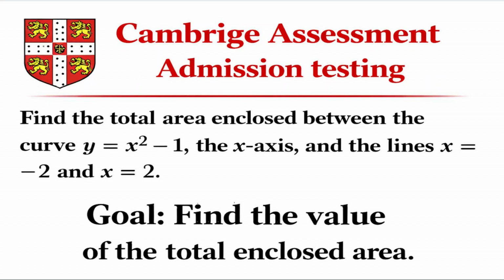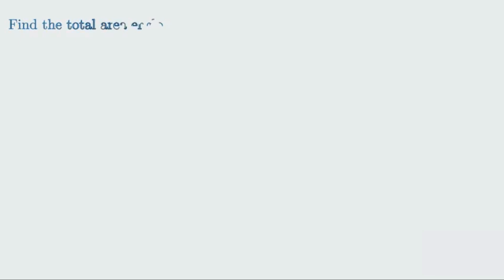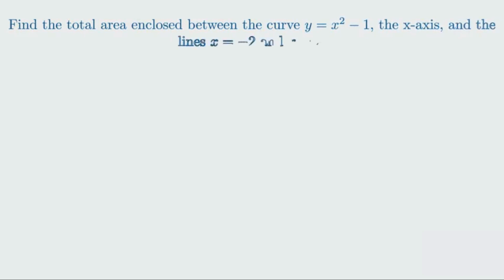Hello, today we're going to solve a classic calculus problem. Our goal is to find the total area enclosed between the curve y equals x squared minus 1, the x-axis, and the vertical lines x equals -2 and x equals 2. By the end of this video, you'll be able to visualize a problem involving areas, understand why you can't just compute a simple definite integral, and use absolute values to find the correct total area.